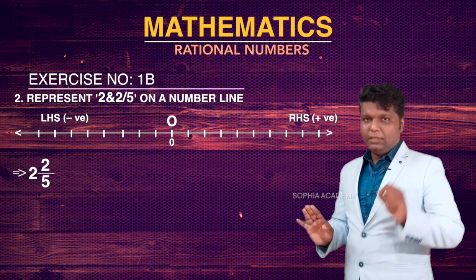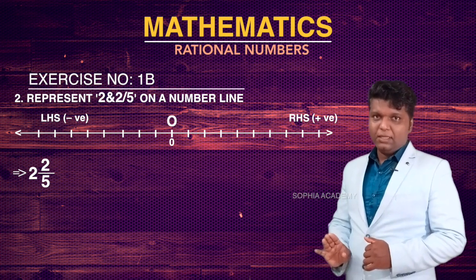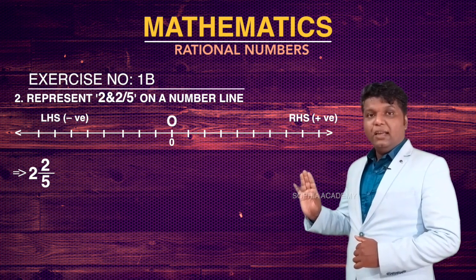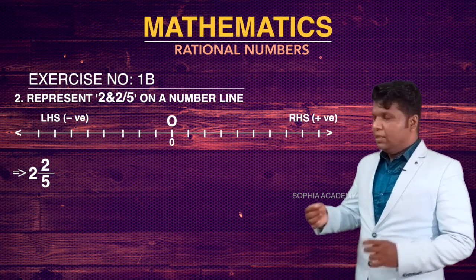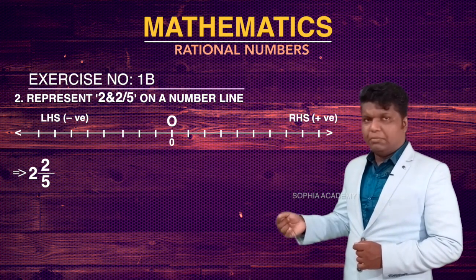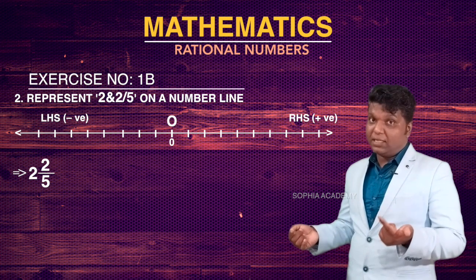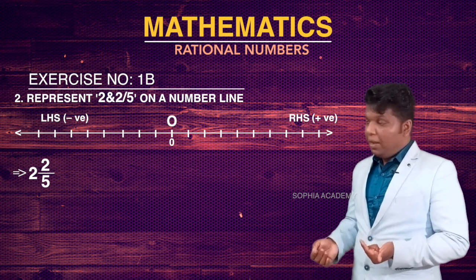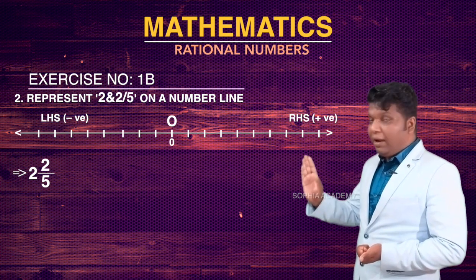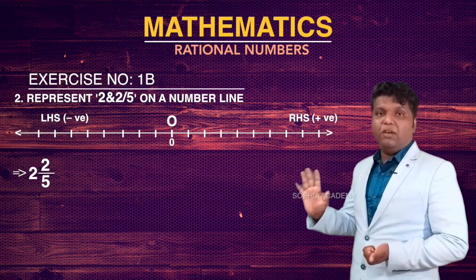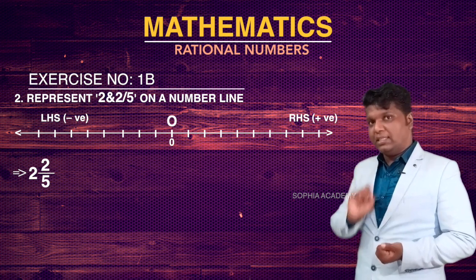Now 2 and 2 by 5. After 2, that means definitely this number lies between 2 and 3, right? So we have to take after 2. Now how will you do this? Just as we studied right now, same thing. After 2, what is the fractional term? It is 2 by 5. Means in between 2 and 3, you have to divide them equally into 5 equal portions, because you want 2 by 5, means you want the second portion out of 5.